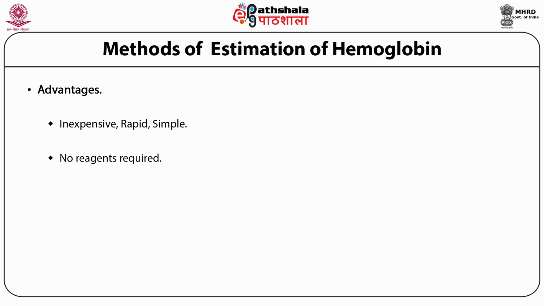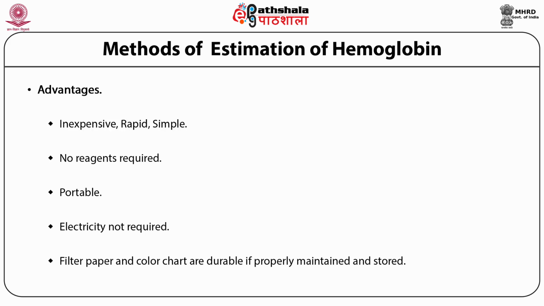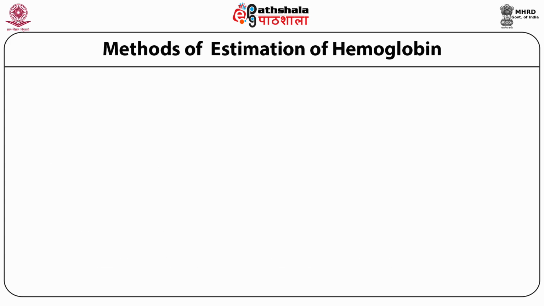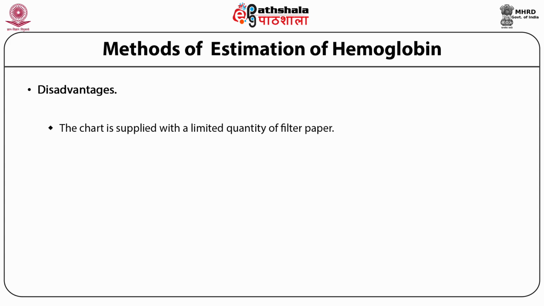There is no need for reagents, it's quite portable, electricity is not required, and the filter paper and color chart are durable if properly maintained and stored. However, some of the disadvantages of this method are that the chart is supplied with a limited quantity of the filter paper. Other types of paper cannot be substituted because they are not calibrated with the chart.